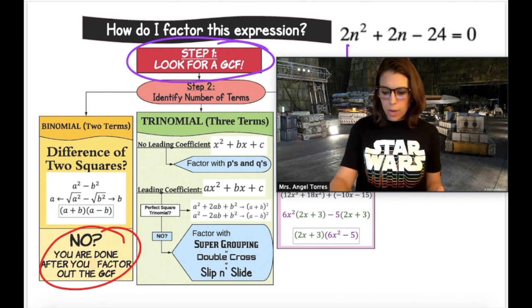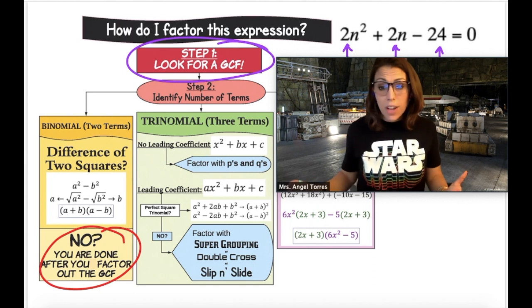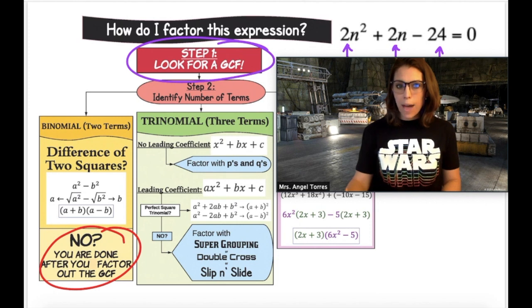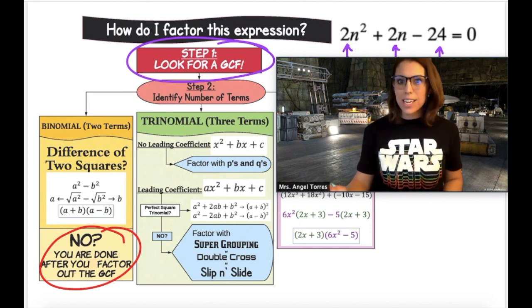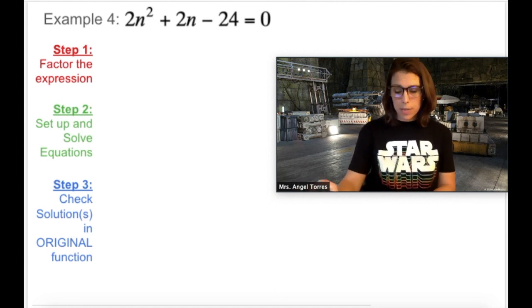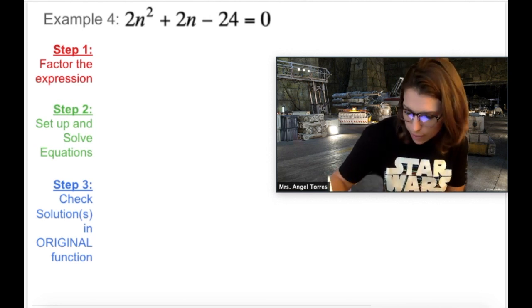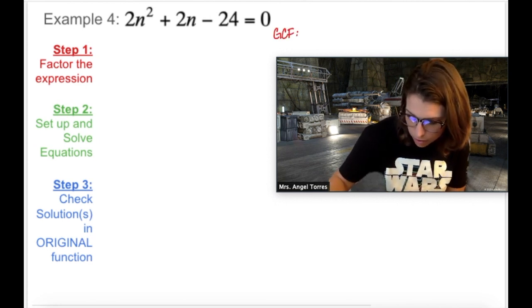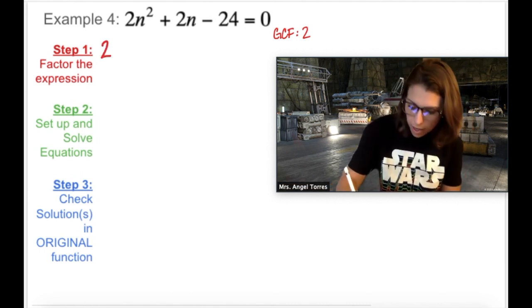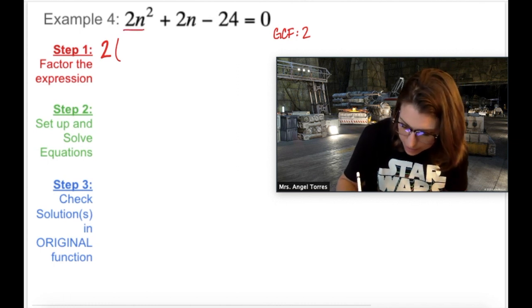We have a 2n squared, a 2n, and a 24. They do have a common factor, 2. And if I were to factor out 2, that would be a trinomial without a leading coefficient. So here we're going to factor out the GCF 2 first, then we're going to factor it using P's and Q's. So if I factored out this GCF 2, that means 2 is now going in the front of my new product. That means I'm essentially dividing each of these terms by 2.